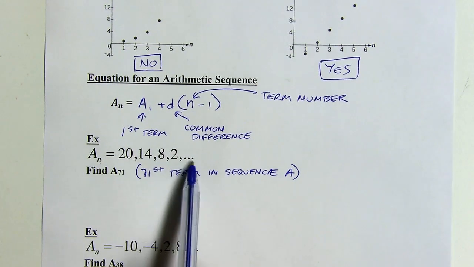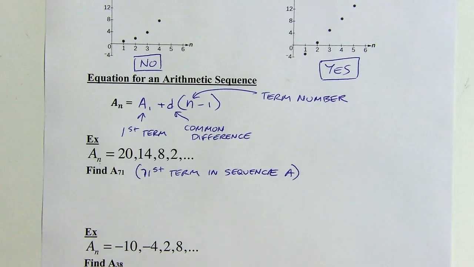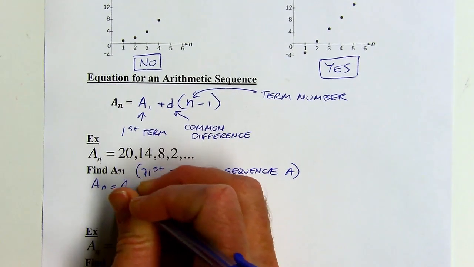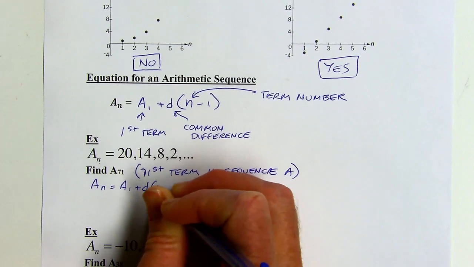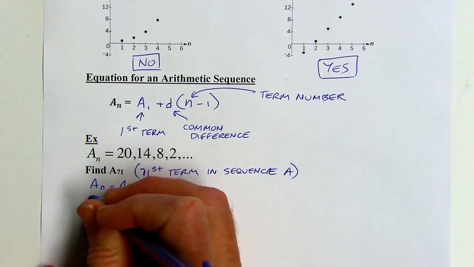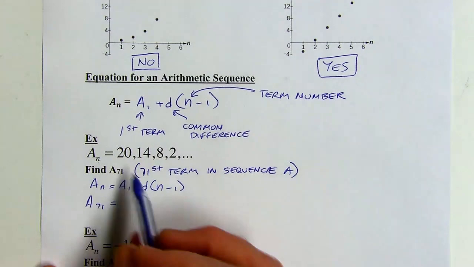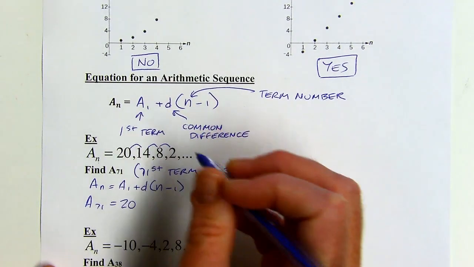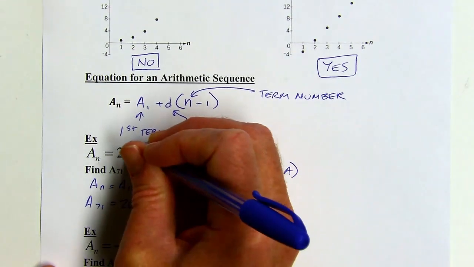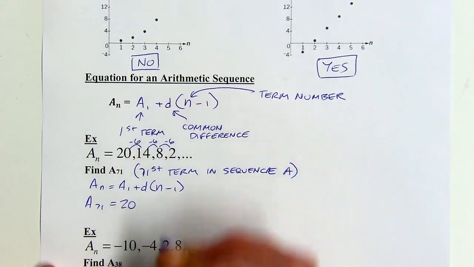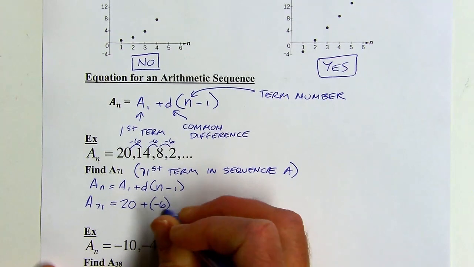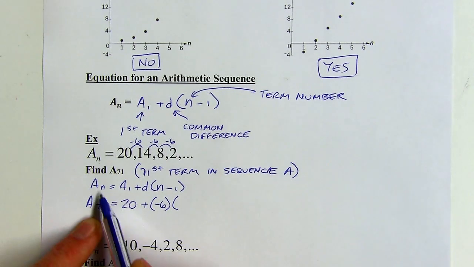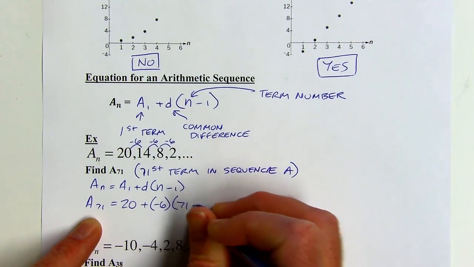If I was just looking for the 5th or the 6th term, I'd just build it out. But the 71st term, I don't have that kind of time. So let's use this formula. Let's start plugging stuff in here. We're looking for A sub 71. The first term is 20. The difference, that's what I'm adding to get from term to term, and I'm adding -6 or subtracting 6, so I'm going to put a -6 in like that. And then my n here is 71. That's my term number, the one I'm looking for, so I'm plugging in a 71 right there.